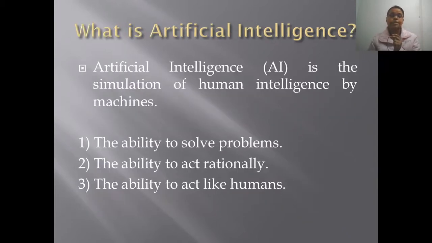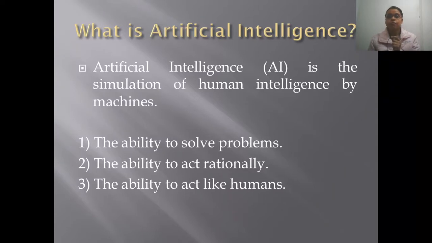Now, the question is, what is artificial intelligence? In short, we say AI. AI is the simulation of human intelligence by machines. The machine works as we instruct, as per the instructions fed through programming, and gives the results, the output, or the desired outcome, as per the coding and the instructions.